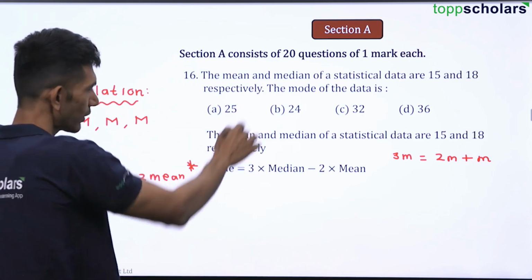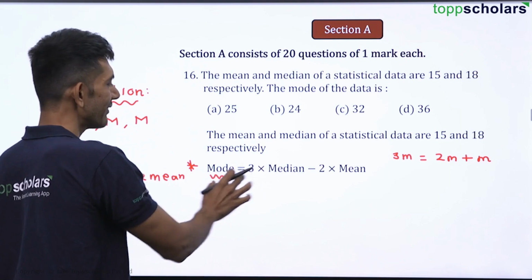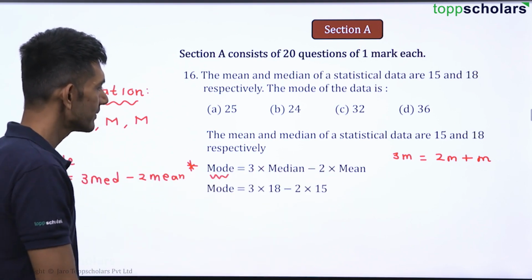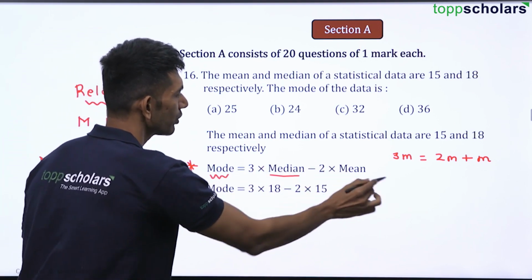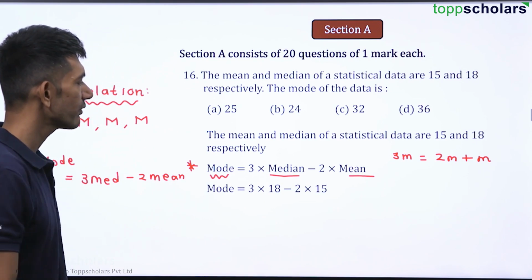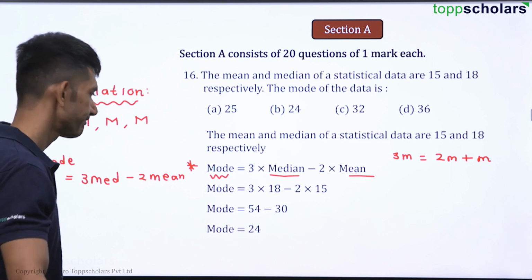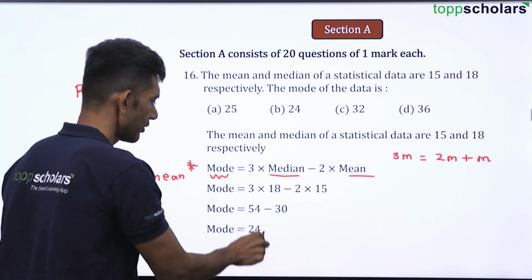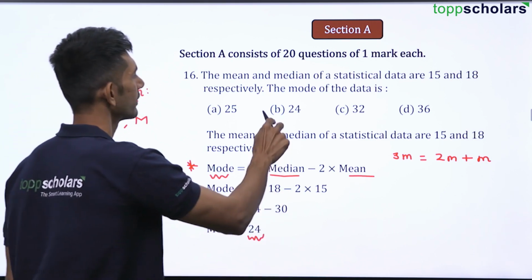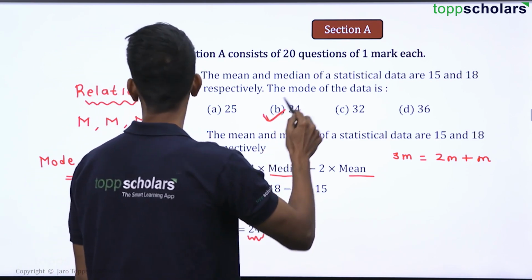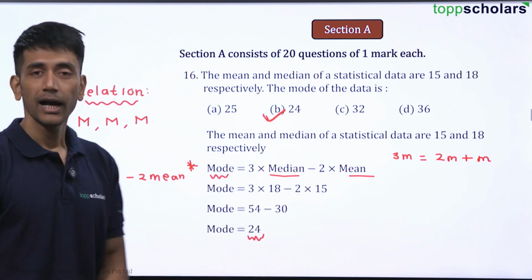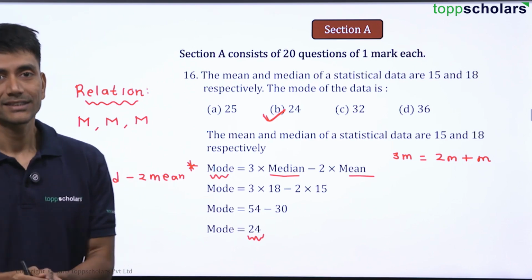So we are supposed to find out the mode of the data. So mode on the left hand side, all the values on the right hand side. Put median as 18, put mean as 15. So 3 18s are 54, 15 2s are 30, 54 minus 30 is 24. That's it. So mode of the data is 24, correct? I hope this question is clear to you. We're done with the 16th question.